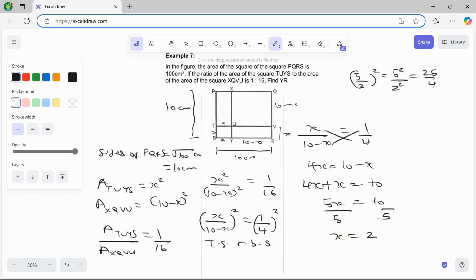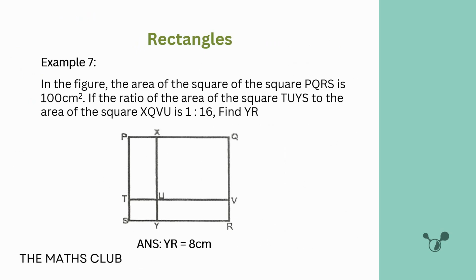No. The question: we should find the length YR. So I'll just say length YR, which is 10 minus x, which is equal to 10 minus 2, which is equal to 8 centimeters. So that's how we solve this question. Let's see if we're correct.